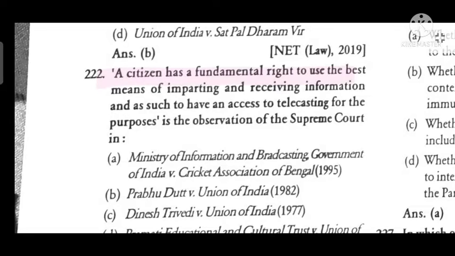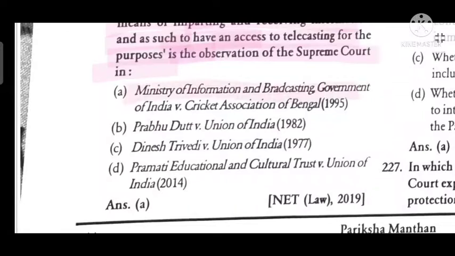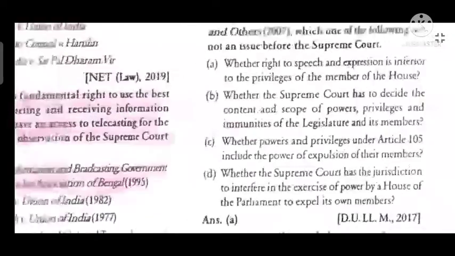A citizen has a fundamental right to use the best means of imparting and receiving information, and as such to have access to telecast for that purpose. This is the observation of the Supreme Court in Ministry of Information and Broadcasting, Government of India versus Cricket Association of Bengal, 1995.